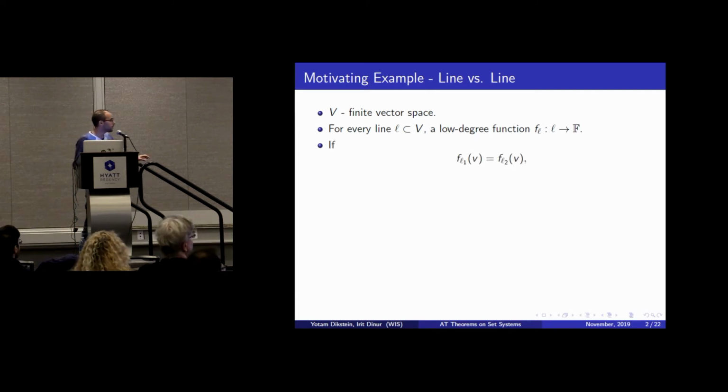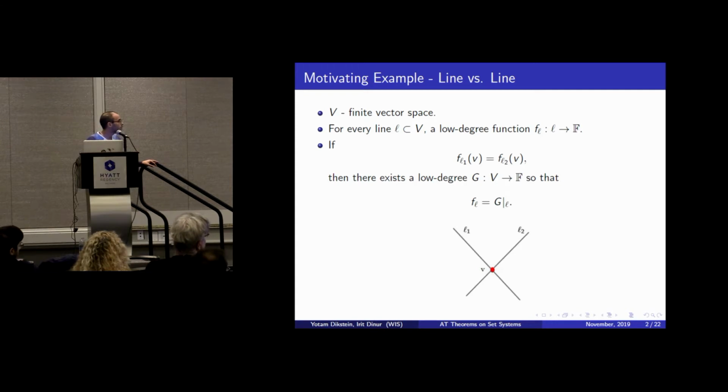If we know that these lines are consistent with one another, namely that for every two lines that intersect on a point, the two local functions assign the same value to the point, then we know that there exists a low degree function on the whole space, so that all these functions on lines are just restrictions of this global low degree function.